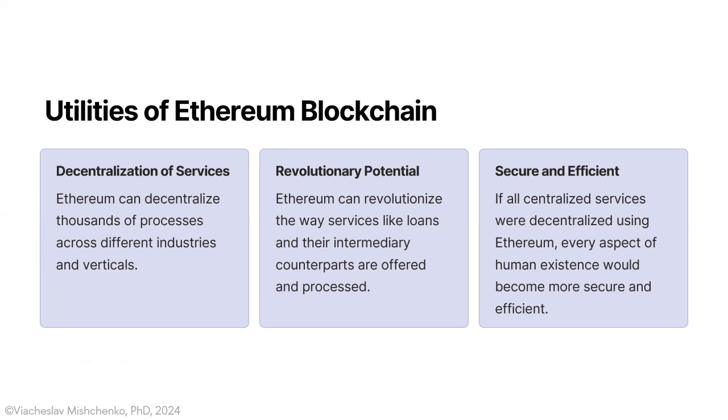So, in other words, Ethereum is changing the landscape of financial services. Take loans, for example. Traditionally, you'd need multiple intermediaries, lots of paperwork, and days or weeks of processing time. But with Ethereum-based solutions, these processes can be automated and made more efficient and significantly more secure. And I want to emphasize this point, because if we were to decentralize all centralized services using Ethereum, then virtually every aspect of our daily lives could become more secure and more efficient. I'm talking about everything from voting systems to property records, from identity verification to supply chain tracking even.